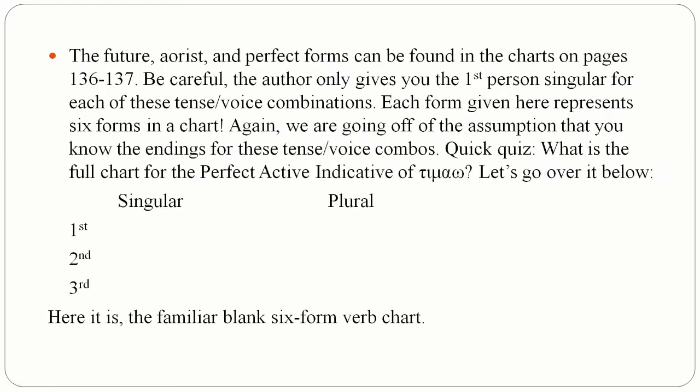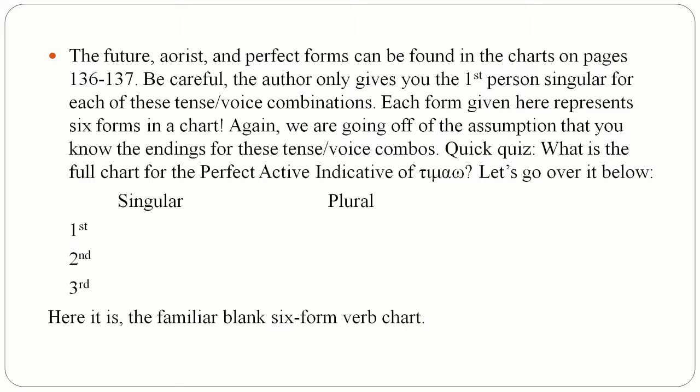All right, you can get a chart of the future, aorist, and perfect tense endings on pages 136 and 137. Okay, one thing to note is that there are lots more forms than these. All right, the author only gives you the first person singular and then sort of expects you to know that there are 5 other forms for each chart. Again, the author and I are sort of going off of the assumption that you know the endings for all of those tense voice combinations.